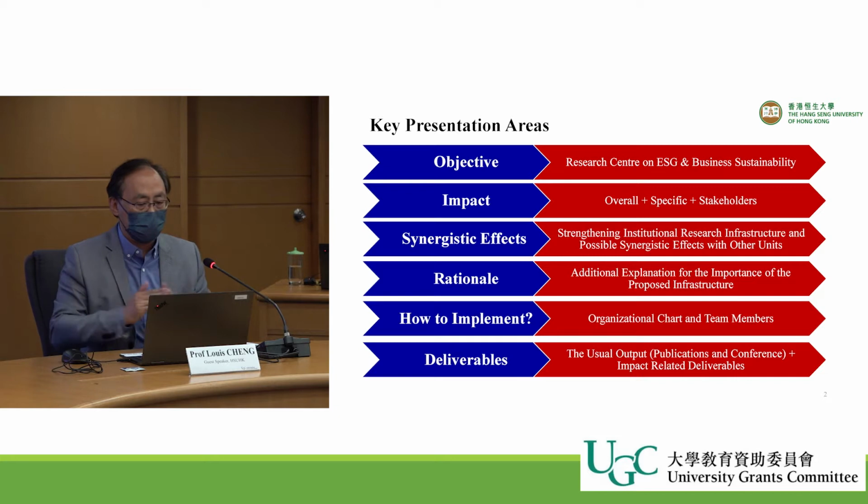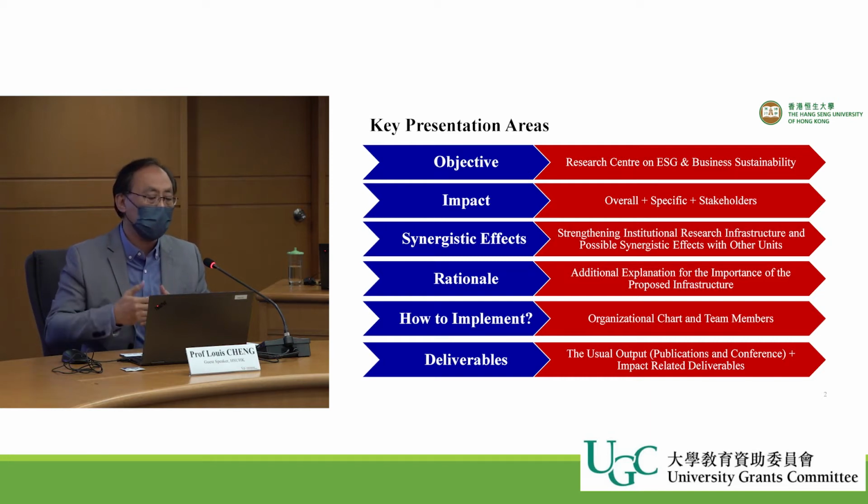Of course, we have to have an objective, and the objective is tied to the proposal of establishing a research center on ESG and business sustainability. For people who have not heard of ESG, it stands for environmental, social, and governance. And of course, impact: we talk about the requirement to make an impact on academic research, on industry, on knowledge transfer, and even, in my proposal, on students' teaching and learning.